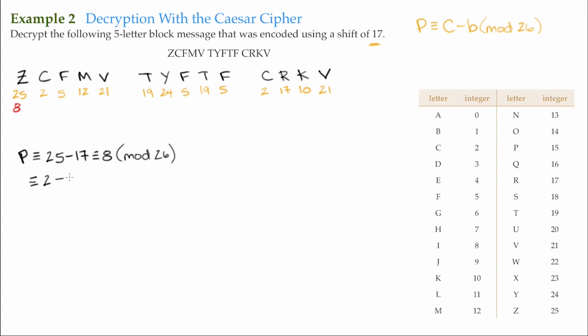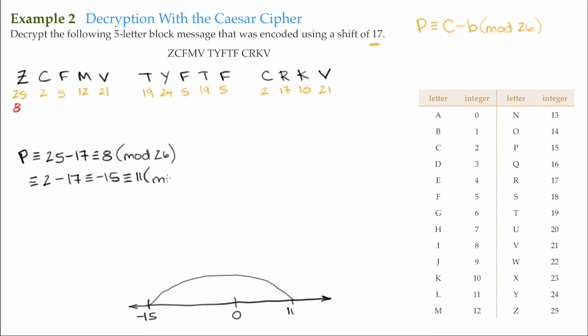2 minus 17. That's negative 15. Now we're going to use our practical approach, our number line. So if we have a number line here, and we have negative 15 down here, here's the origin. So I'm at negative 15, and I'm going to come back the modulus, which is 26. I'm going to come all the way back 26. I end up at 11. So this is congruent to 11 mod 26.